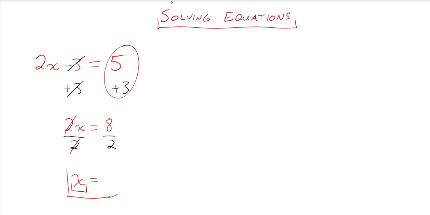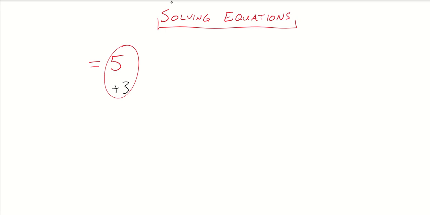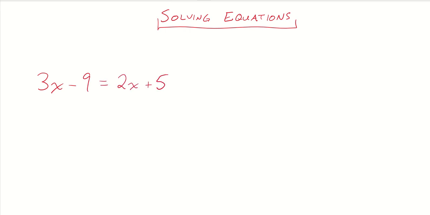I'm going to quickly try another question. Let's just do 3x minus 9 equals 2x plus 5. Now here you might be tempted to call this a two-variable linear equation, but it isn't. There is really only one variable here. It's just in two places. The variable is x, so this is still a one-variable equation.